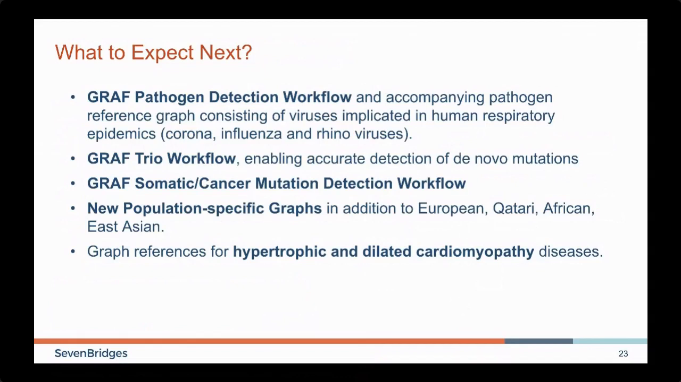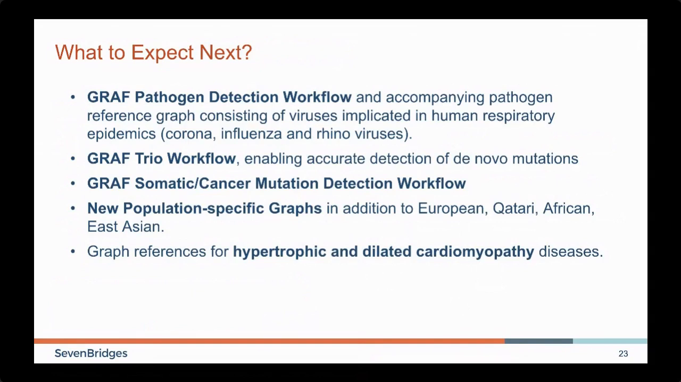we're planning to release is the pathogen detection workflow. So this workflow utilizes a graph that contains the genomes of corona, influenza, and rhinoviruses, and multiple subtypes of those viruses. The aim of this workflow is to be able to identify which viruses are infecting a given patient, DNA data from a given patient, and it can do that very fast, and it can actually identify the composition of the infection, meaning that if the sample is infected by multiple viruses, it can readily detect that.